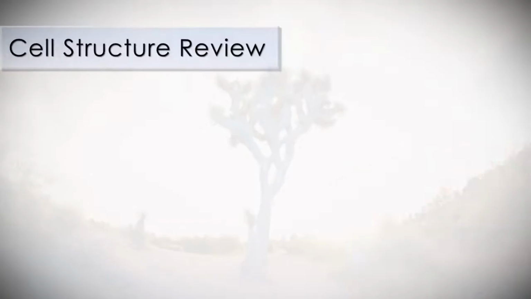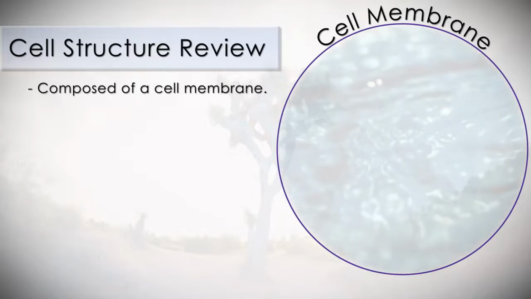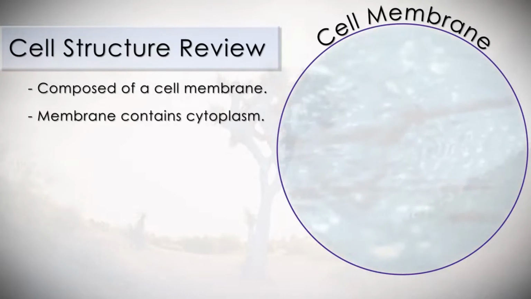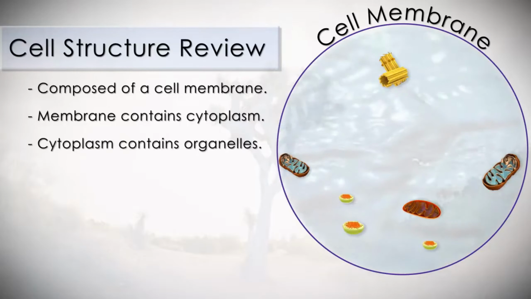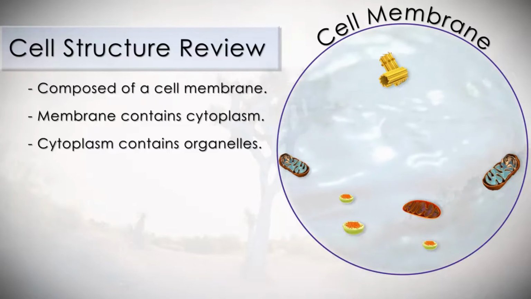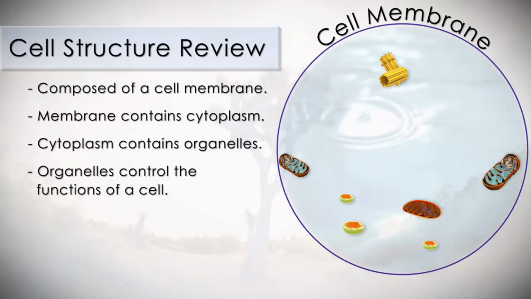Let's do a quick review now. The cell structure is composed of a cell membrane, which acts like a skin for the cell. Within the cell membrane is a semi-fluid called cytoplasm. The cytoplasm is where all of the organelles are contained. The organelles are responsible for all of the functions that take place within the cell.